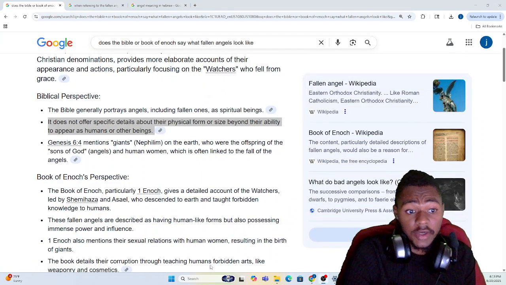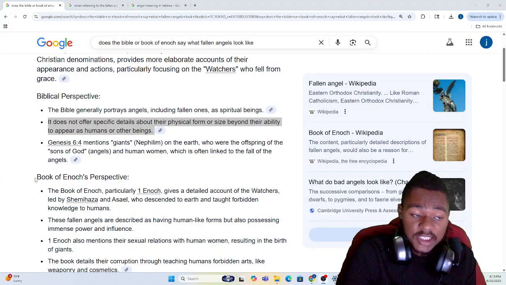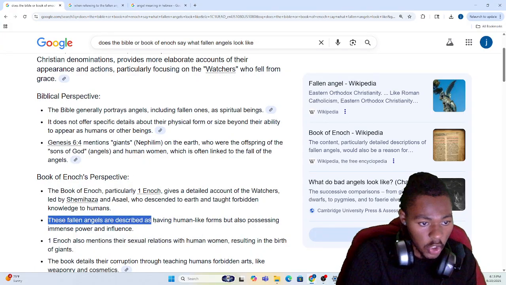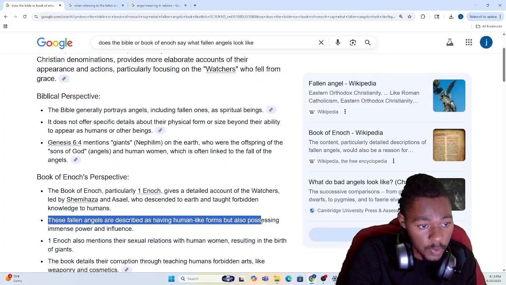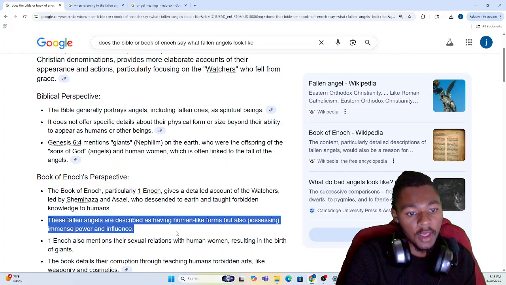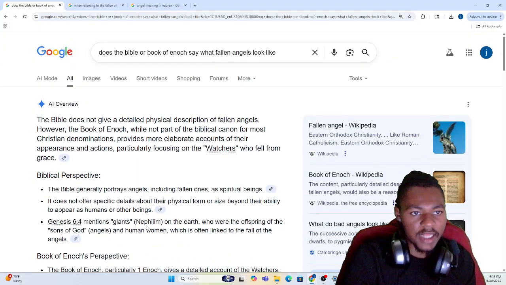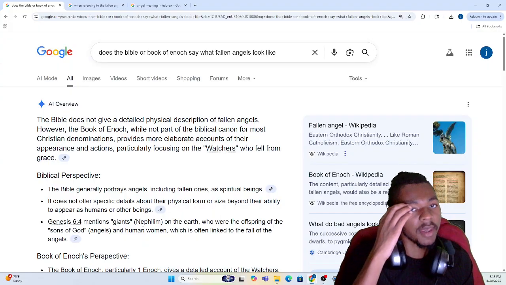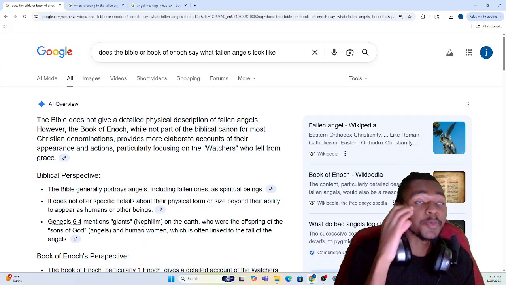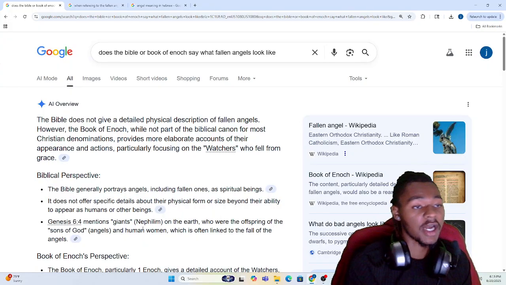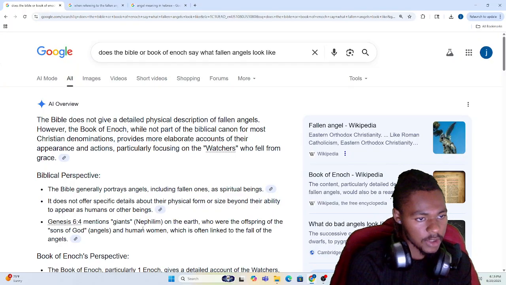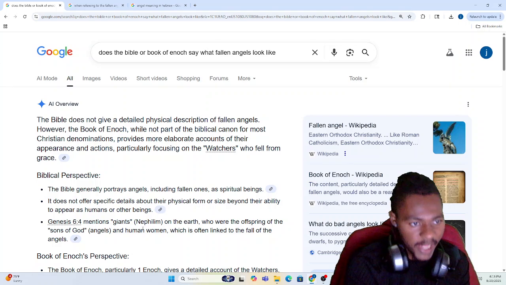And look, we'll even go down here. It says, this is the Book of Enoch's perspective, that these fallen angels are described as having human-like forms, but also possessing immense power and influence. Now, this is important also because a lot of the Anunnaki could look like humans. A lot of them look like black men, and some look like white men, like the Greek gods. The Palladian-based Anunnaki look like the Greek gods. Essentially, but the Greek gods are not these Palladian Anunnaki beings.